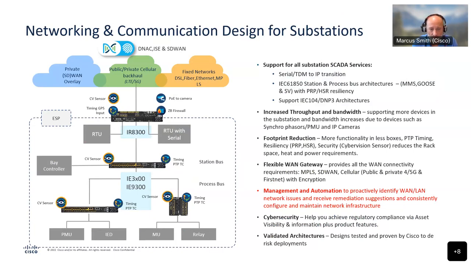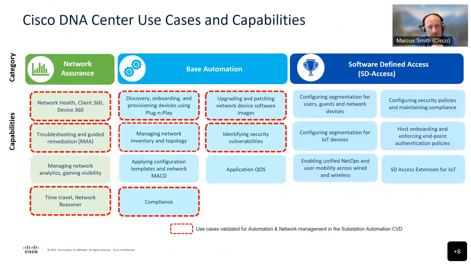Moving on, this is a quick look at the architecture, switching and routing in the substation. For those of you interested, we test a lot of different IEC 61850 architectures as well as more traditional architectures. In red, you can see management and automation being called out. That's the key topic here: how we can move away from the manually configured, CLI-configured deployments that we've historically seen. Next slide. Just a quick overview of DNA Center for those of you not familiar.